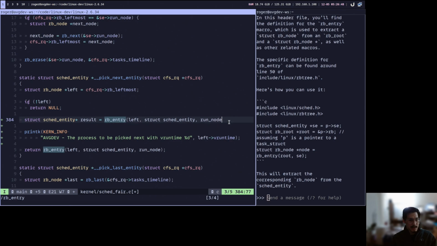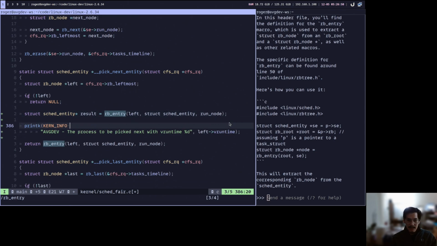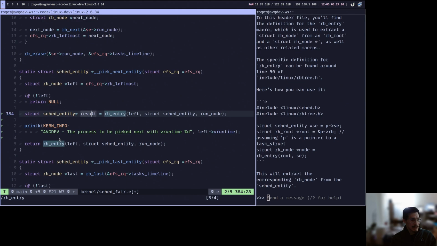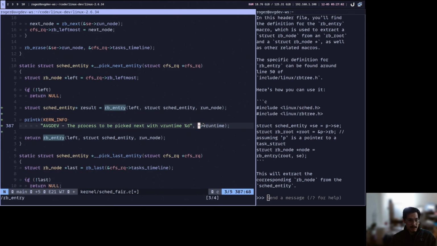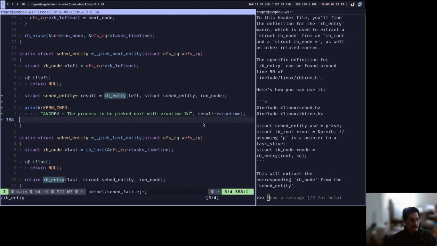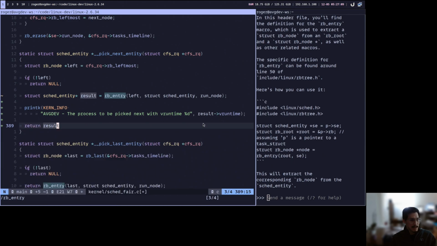I have no clue what that means. What is a run node? Okay, whatever, run node. Okay, so then we have result, and then we can say, well, this is now result, and we can just get rid of that and say return result, and that should give us what we want. Yeah, so we get the result here, and this should be the sketch entity now, and then we can get the vruntime and then return that result.